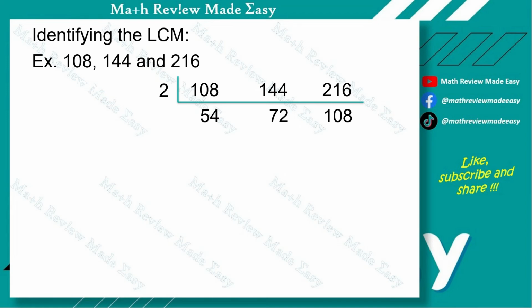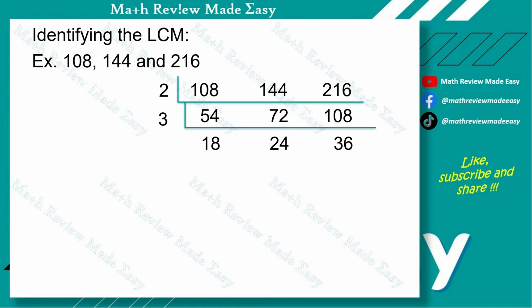144 divided by 2 is equal to 72. 216 divided by 2 is equal to 108. So, let's continue the process. Para dito sa example na 'to, gagamit ako ng 3. So, 54 divided by 3 is equal to 18. 72 divided by 3 is equal to 24. 108 divided by 3 is equal to 36.